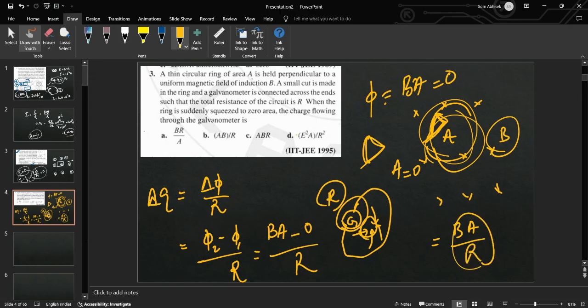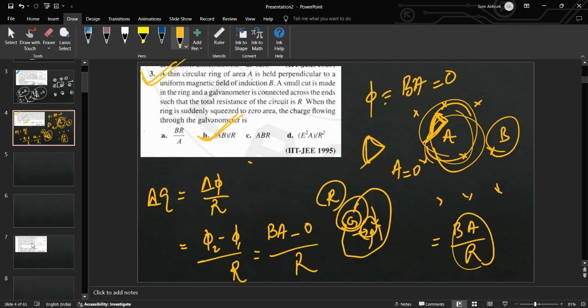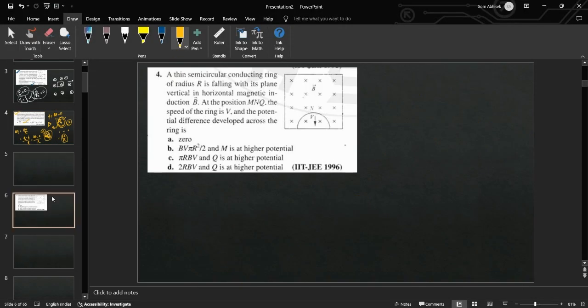Very easy again. The option will be B A by R, that is option B. Another easy picking, you can say. Big questions, but they don't justify any toughness. Okay, let's move to the next question.